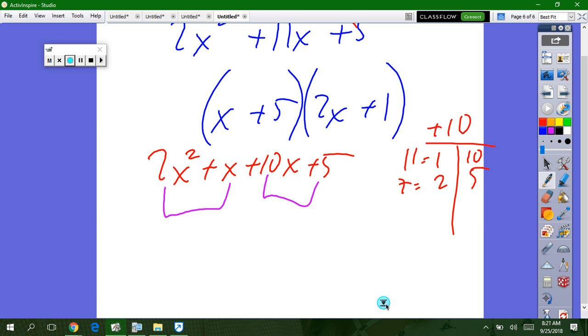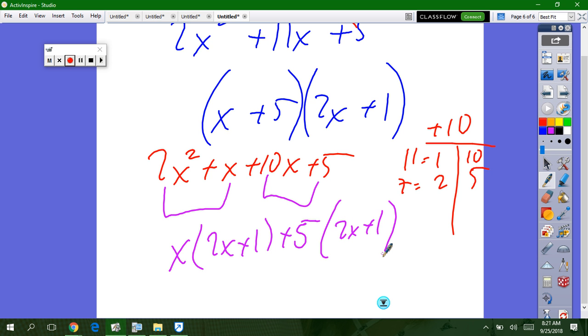Eva, what does the front two have in common? If I pull out an x, what's left over? Plus 1. Remember, if I factor something all the way out, there's always a 1 there, right? Does that make sense? Chandra, what do these have? 10x and 5. 5. Can you tell me what's left over? 2x plus 1. Did I change the expression again? No, I just made it look different, correct?